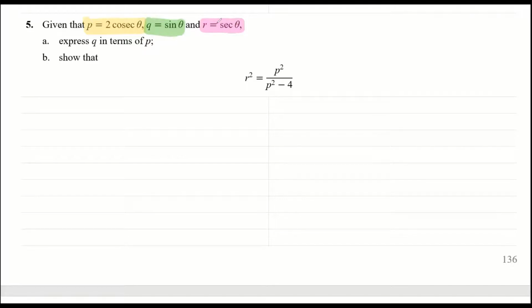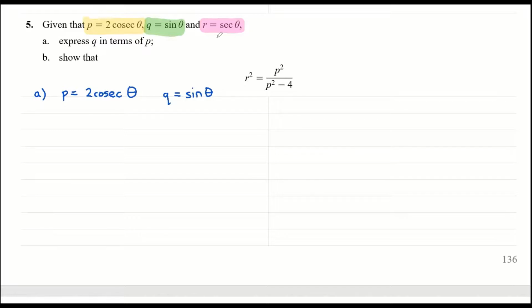So if we start with P, in part A, we're told to express Q in terms of P. So we just write down these 2 as a starting point, and let's see what we can do with it. So we're told P is equal to 2 cosec theta, and Q is equal to sine theta. Now, what is the logical thing to do? Well, is there a link between P and Q? Well, the answer is, of course, yes.